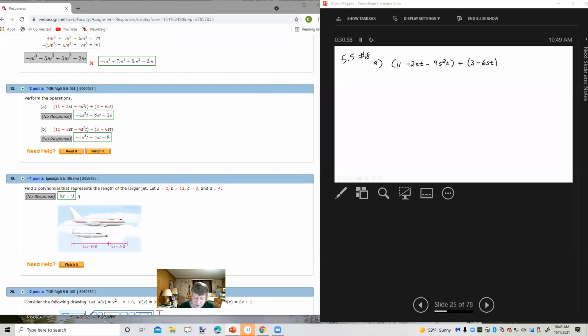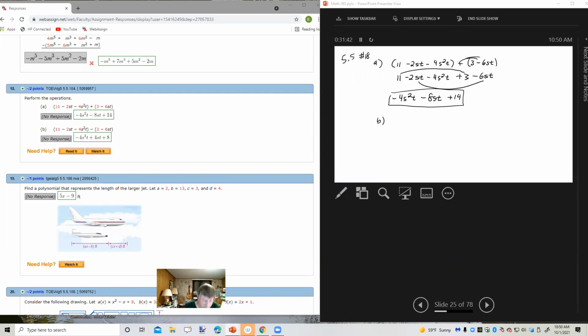So first of all, we need to get rid of the grouping symbols. Since there's nothing in front of the first one, I can just drop the parentheses. Plus sign here, distributing, gives us plus 3 minus 6st. Let's see, the constants are like terms and the st terms are alike. I'm going to go ahead and write it in descending powers of st. So I'm going to get negative 4s squared t, and then minus 2st minus 6st would be minus 8st, and then 11 plus 3 would be plus 14. So here's the answer to part A.